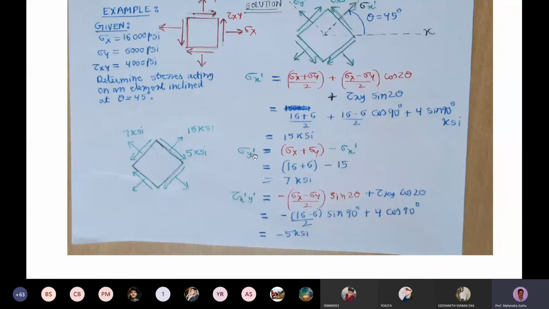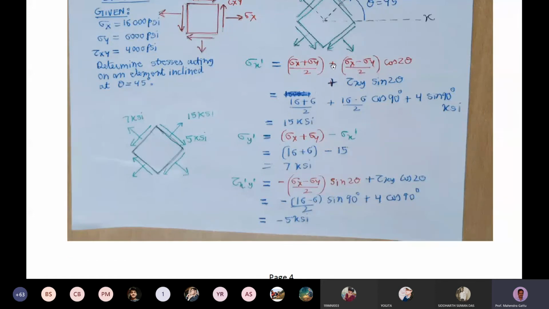There is another way to get sigma y prime, which is that sigma x prime plus sigma y prime is sigma x plus sigma y. So we can subtract sigma x prime from this sum and get again the same quantity, 7. So there are two ways to do that. First is replacing this plus with minus, this plus with minus, and get the answer, or the sum sigma x prime plus sigma y prime is equal to sigma x plus sigma y. That also will give the same answer, 7 ksi.